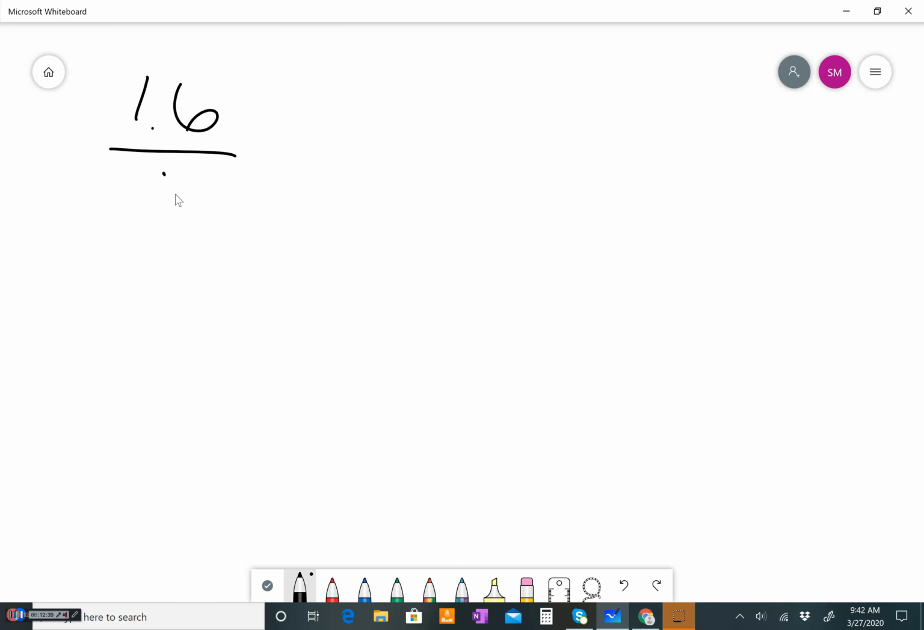1.6 over 4. Just because it's a decimal does not change the process. I'm going to increase it. It's a small number, so I'm going to increase it. If I multiply it by 2, let's say, well, I know 4 times 2 is 8. That's a no-brainer. I can do that one in my head.